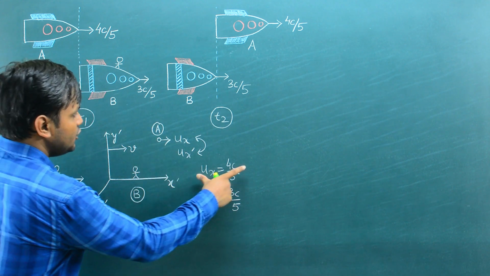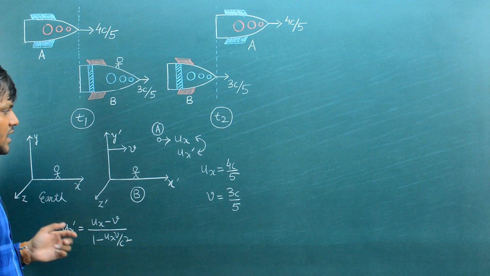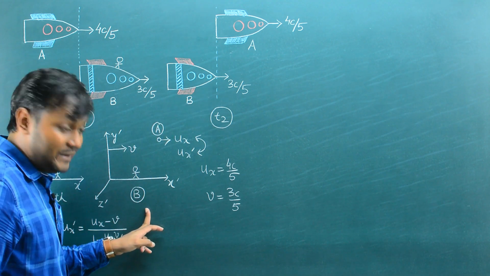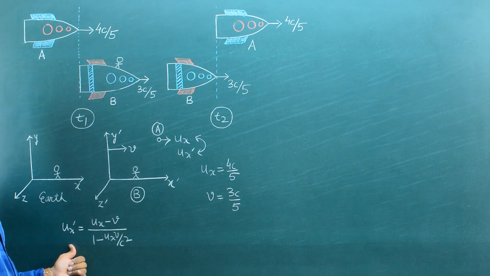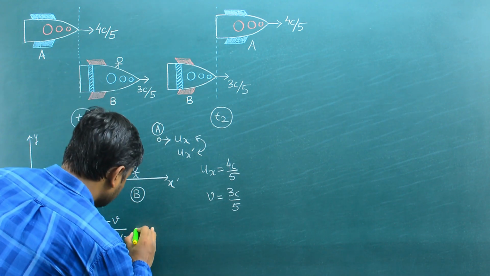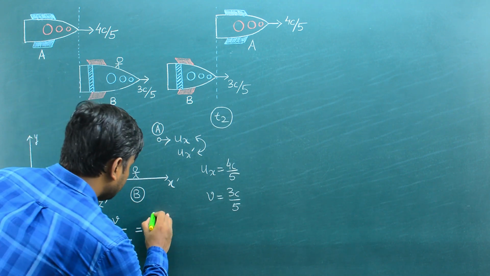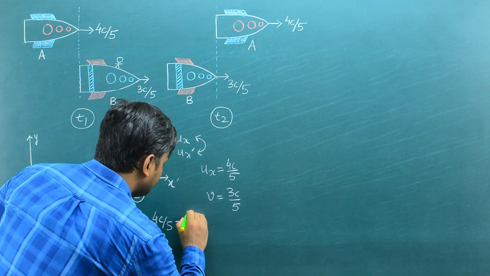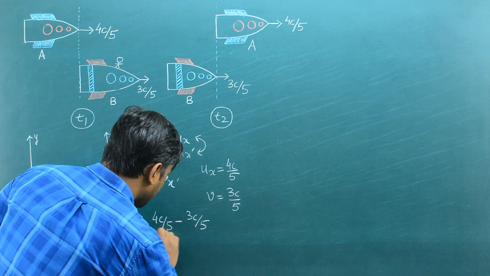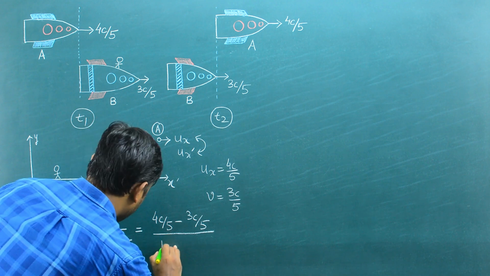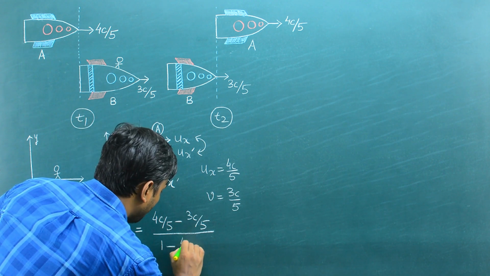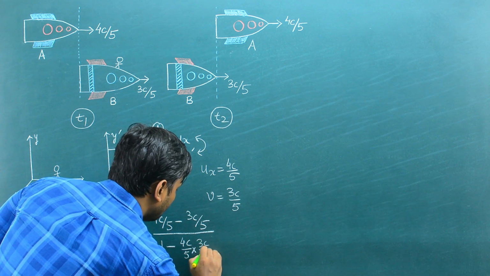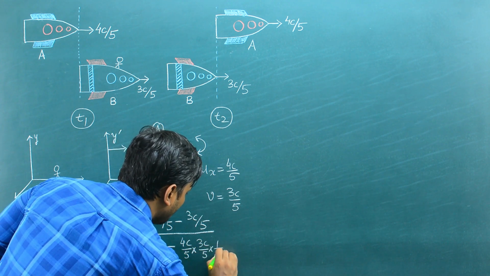And ux is the velocity of A with respect to earth. Now we are interested in finding out what is the velocity of A with respect to B, and that comes from ux dash. So I'm going to substitute these values here. If I do that, I simply get 4c upon 5 minus V, which is 3c upon 5, and we end up getting 1 minus ux, which is 4c upon 5, multiplied by 3c upon 5, into 1 upon c square.